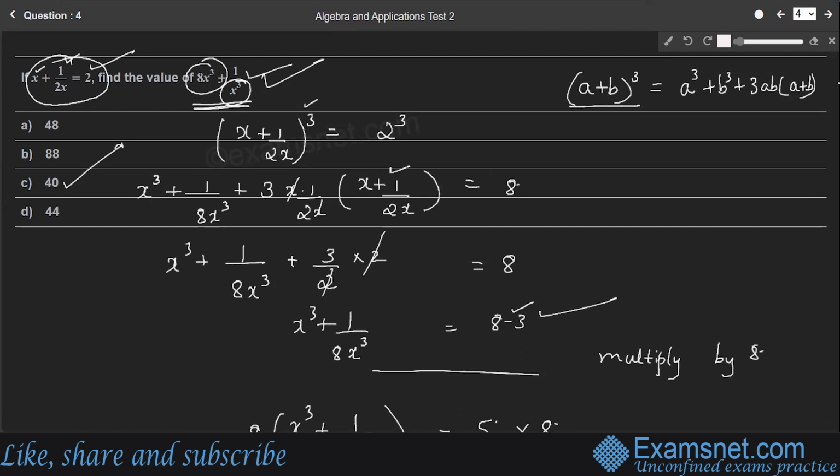Here, the simple concept is to apply the formula of a plus b whole cube, right? Since a plus b is already given, we need to find a cube plus b cube. If you consider a as x, b as 1 by 2x, a cube plus b cube becomes x cube plus 1 by 8x cube, plus the remaining terms, 3ab into a plus b, right? So just multiply this LHS part, x cube plus 1 by 8x cube, by 8, and you will get the answer. Therefore, the answer is 40, option C.